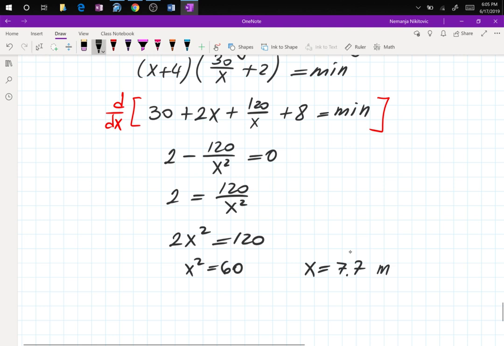These are bad numbers. 7.7 meters is nothing. It's pretty much like 3.5 times my height. That's a very sad length for a pool.